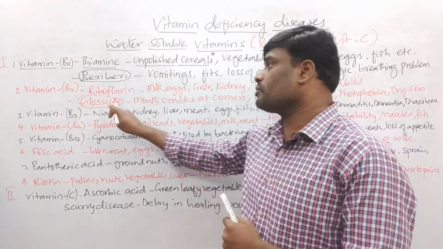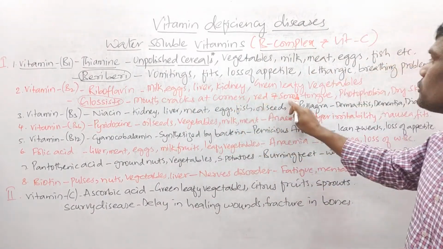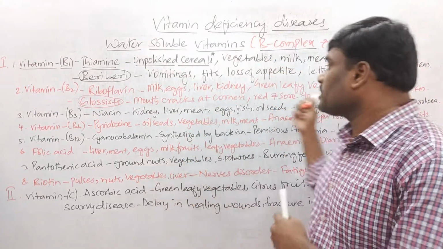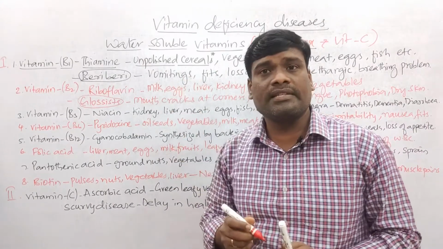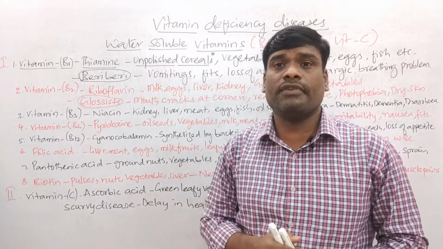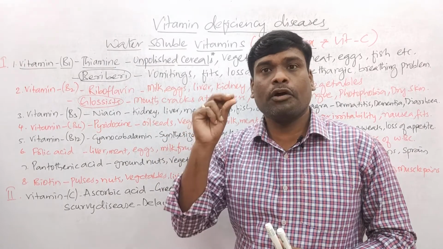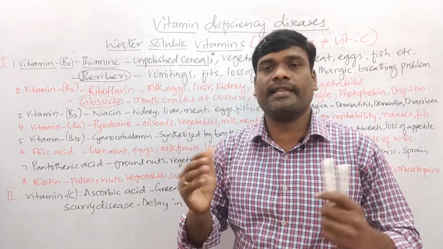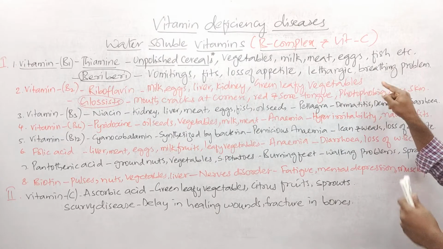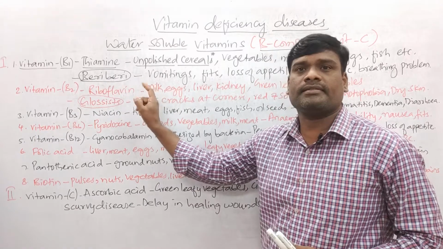So what are the symptoms of glossitis? Mouth cracks at the corners. Got it? And a red and sore tongue. Photophobia means, children, that people suffering from lack of riboflavin are unable to see bright light. Phobia means fear, photo means light. They cannot open their eyes wide and cannot see bright light. That condition we call photophobia, which is due to the lack of vitamin B2.